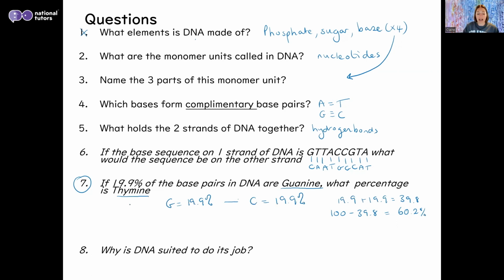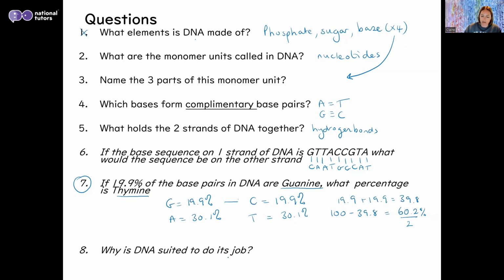So that is your A and T composition of that DNA. So therefore, you've got to say A and T is half. You divide that by two. So that's 30.1%. Therefore, thymine is also 30.1%. So if you add up all of those, it should equal 100%. Okay, again, that's using your knowledge of what base pairs are involved and that it all makes up to 100%.